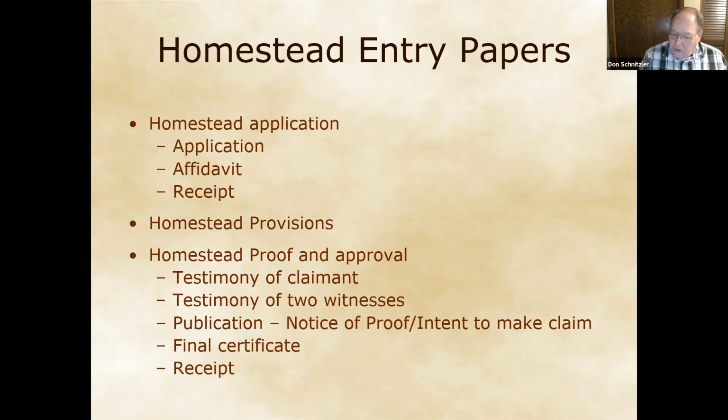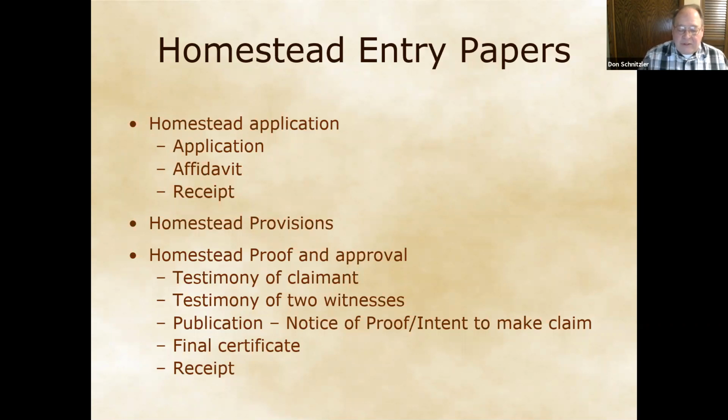Not to do it too quickly, what happened was you had those two witnesses come in and you had the claimant come in, but before they could provide that proof, it was published in a local newspaper saying that residents A, B, and C were going to be at the courthouse on this day with the intent to make claim to their land. If anyone had reasons why they shouldn't be receiving that land, they could come to the courthouse and argue against it. Once all the proof was submitted, it was reviewed and sent to the General Land Office, which actually returned a patent to the property.